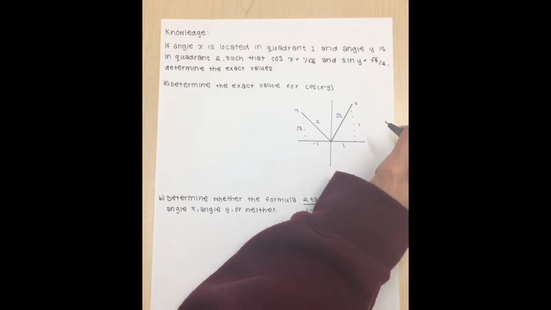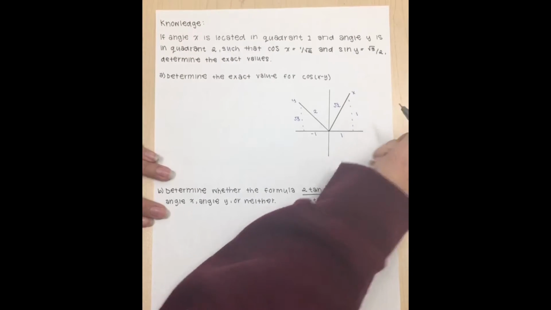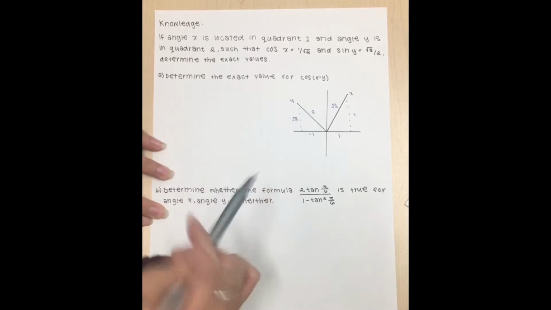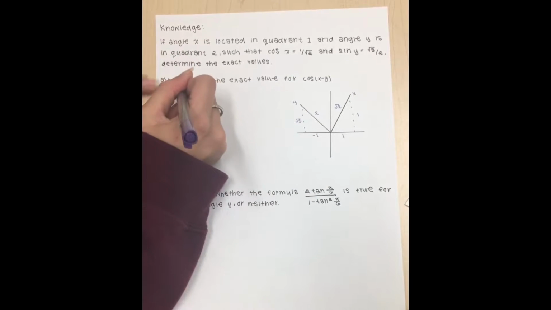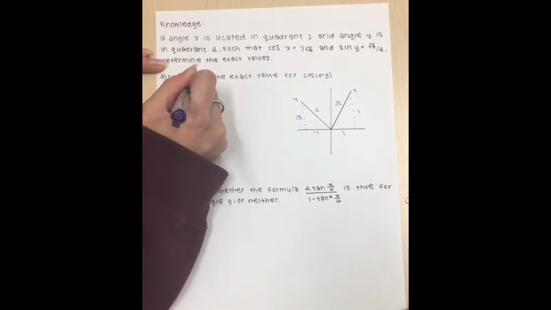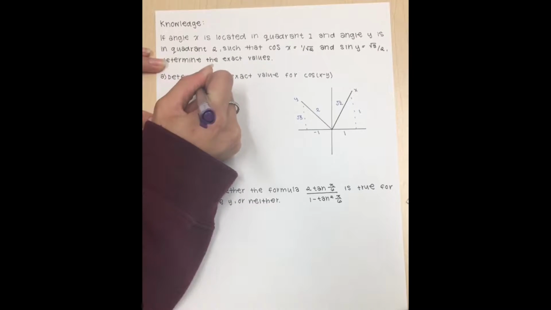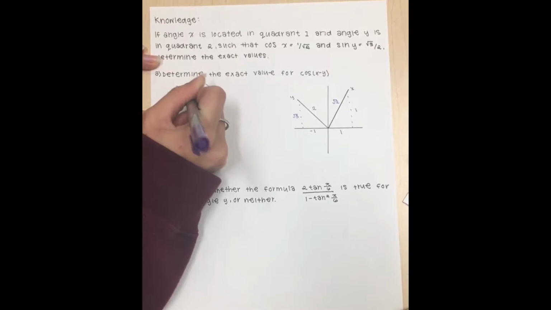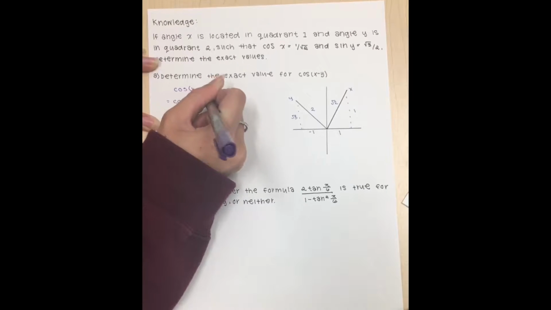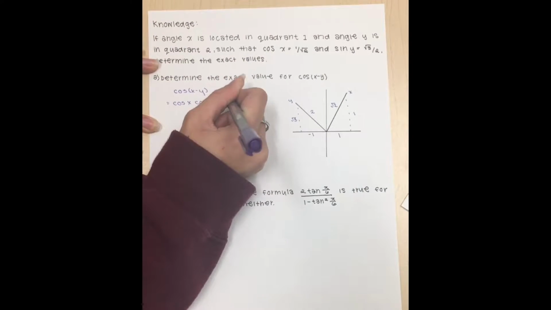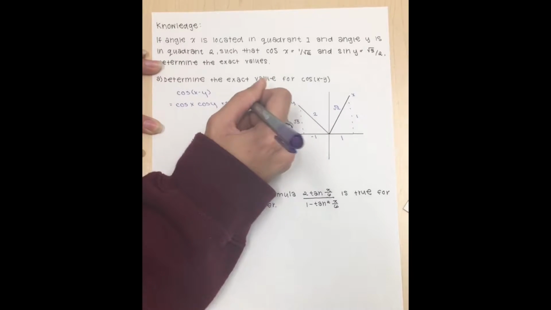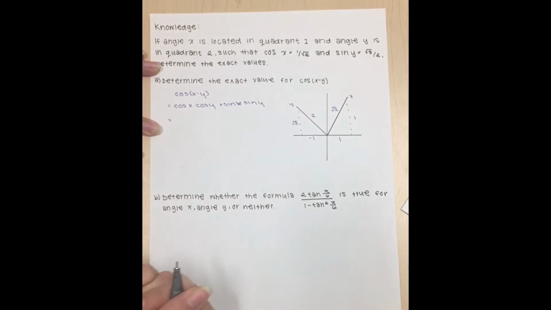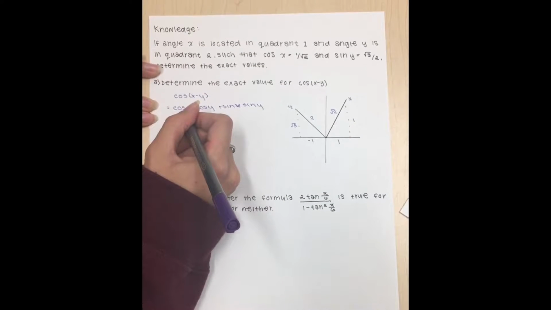Alright, so part A of this question asks us to determine the exact value for cos x minus y. The compound angle formula for cos x minus y is cos x times cos y plus sin x times sin y. Using the diagram and our special angle triangles, we can start subbing in the exact values that correspond with each of the values in the equation.